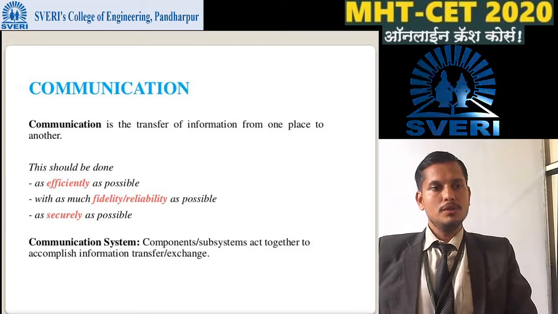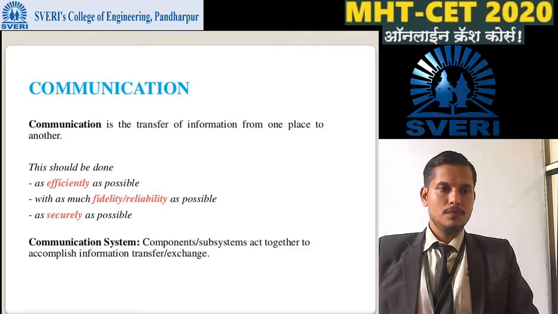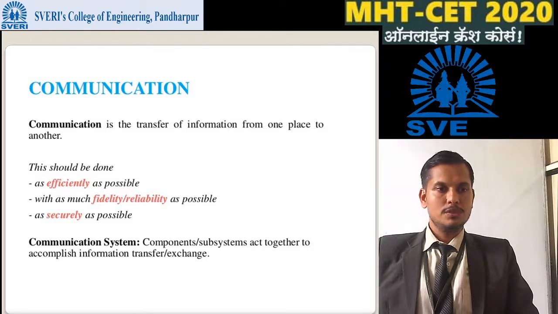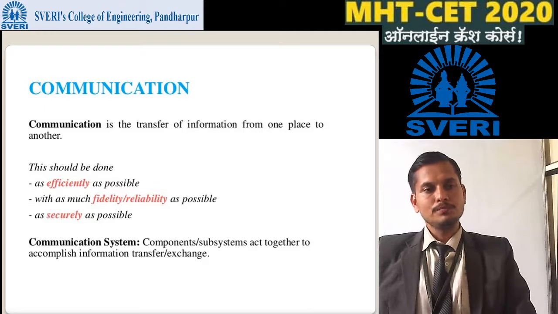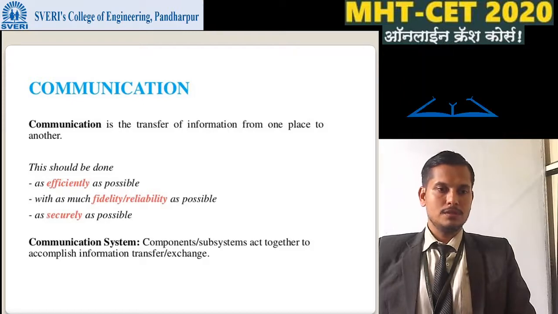So what is meant by communication and what is meant by a communication system? Communication is nothing but the transfer of information from one point to another point. This should be done as efficiently as possible, with as much reliability as possible, and as securely as possible. Security is also one of the major points. A communication system is nothing but components or subsystems acting together to accomplish information transfer or information exchange.